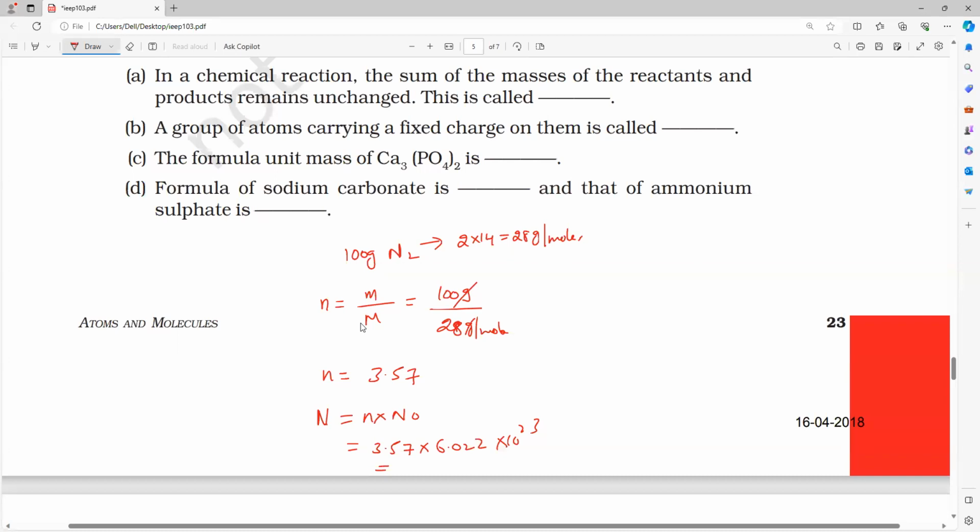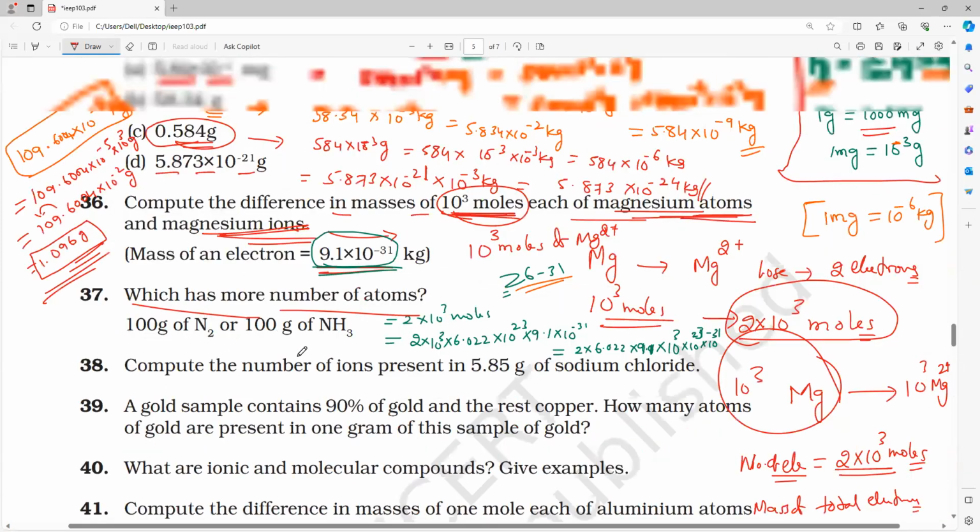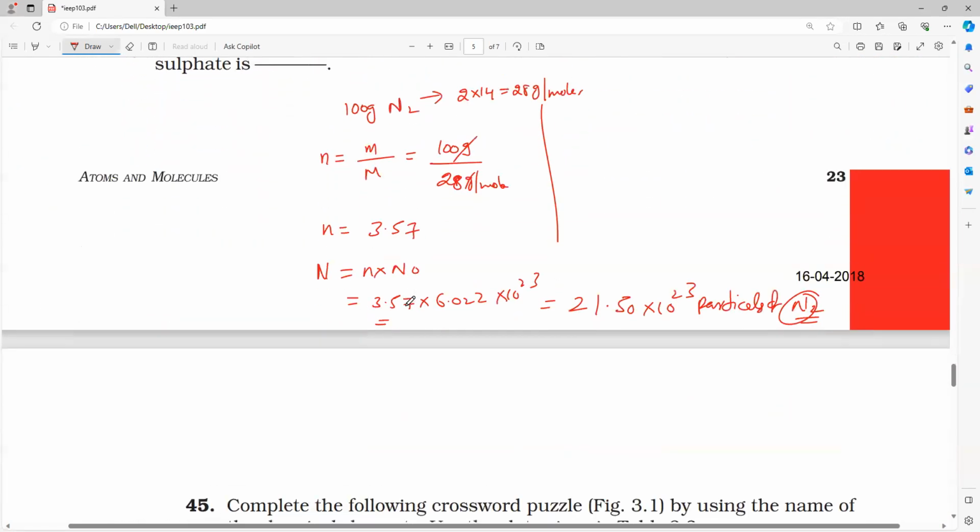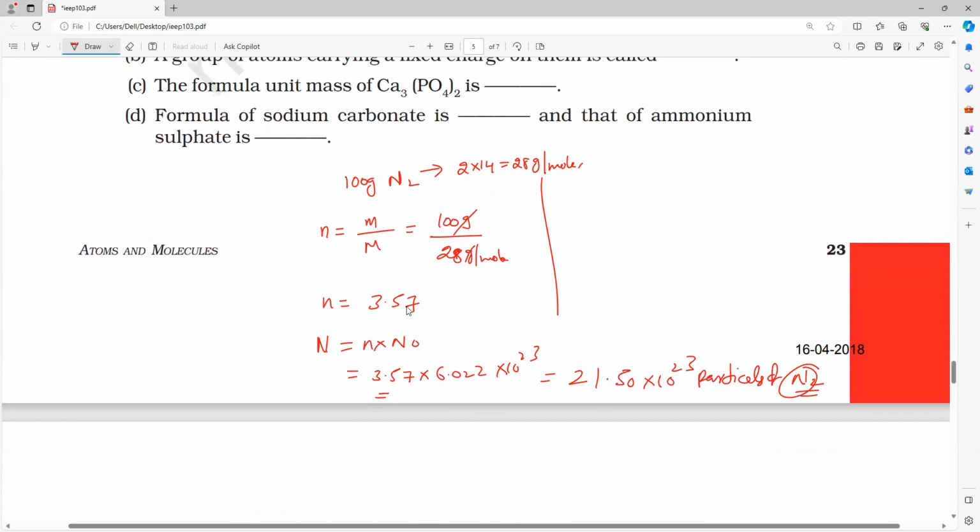6.022, which is equal to 21.50 into 10 power 23 particles. Particles of nitrogen, molecules, N2. Same way, next. Who else? 100 grams of NH3, the molecule. NH3 means ammonia, 100 grams again.